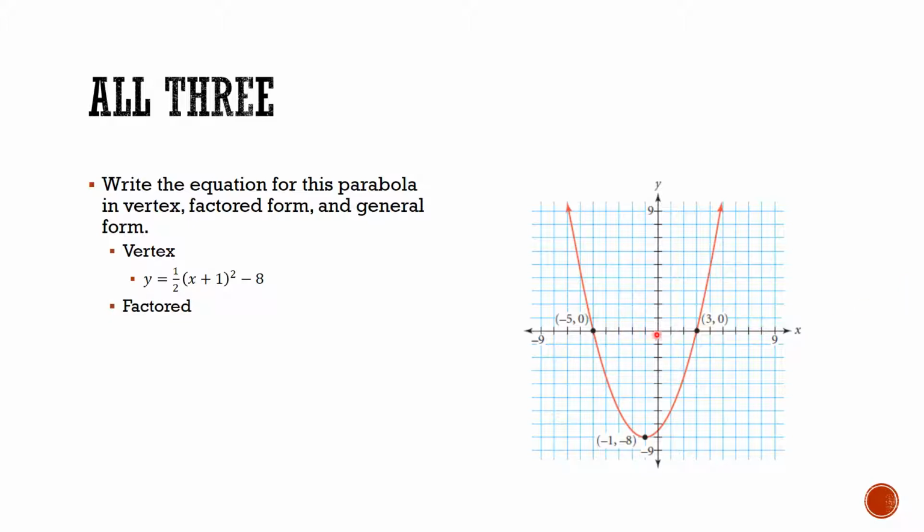Factored form, we know we went to the left 5, so that's plus 5. We know we went to the right 3, so that's minus 3. Stretch factor is the same. So 1/2 x plus 5, x minus 3.